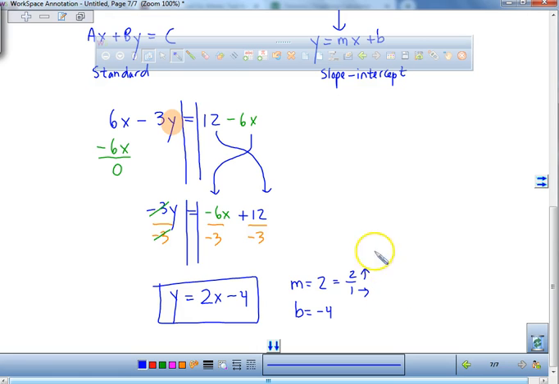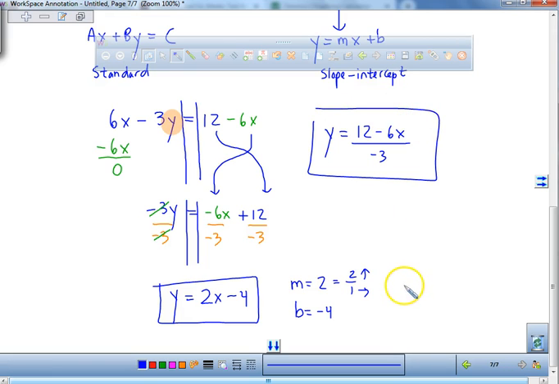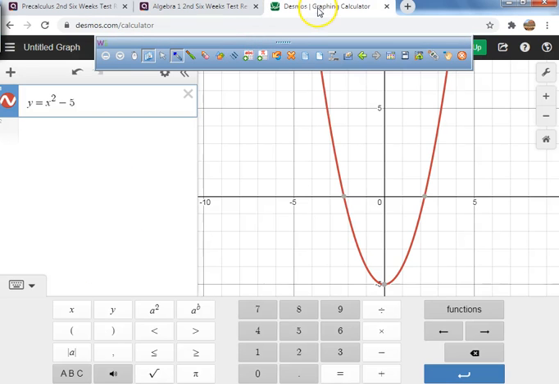Okay? Now, let me tell you guys an equivalent expression that was true that would still be considered a correct answer. You just didn't finish it. Ready? Some people had this answer. Ready? They had 12 minus 6x all over a negative 3. Okay? They had that. Guess what? Are these the same? Let's check. Let's just check.